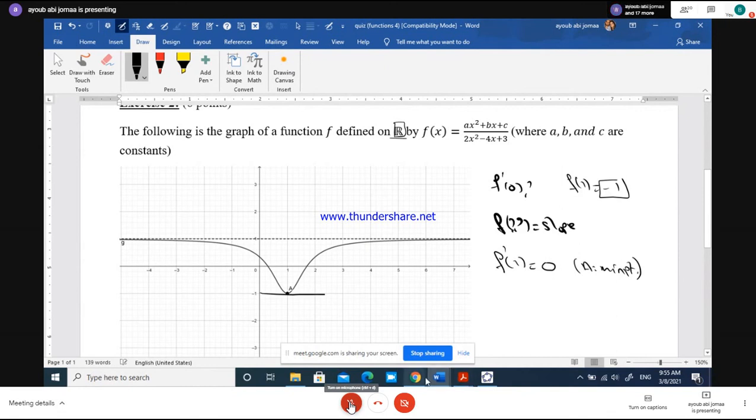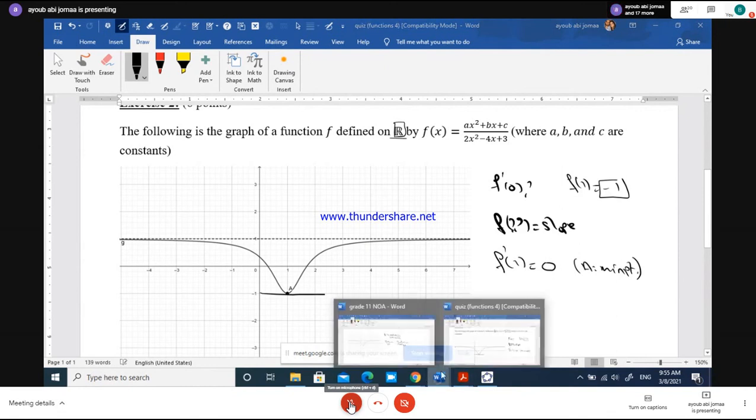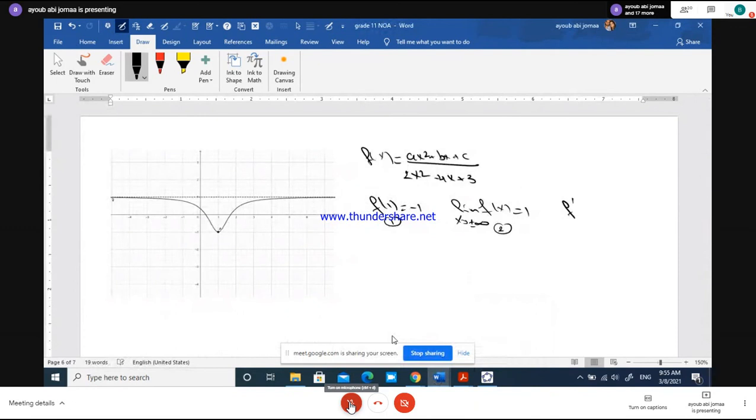So this is the third piece of information we need: f prime at 1 is equal to 0. Now put it between brackets and don't forget it. At any local extrema the derivative is 0. Let me write it for you as a note. So here at A, A is the minimum point. Let's write it as a note.